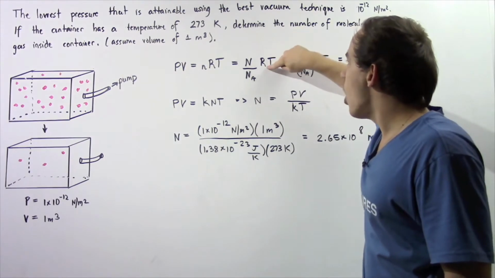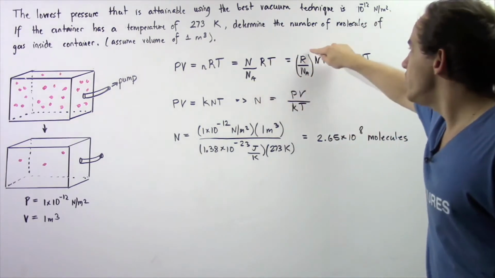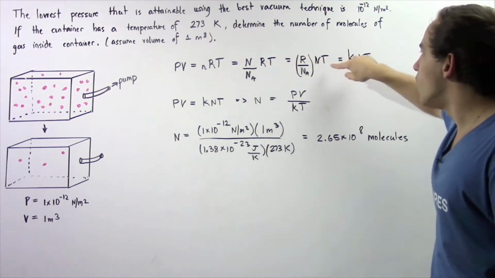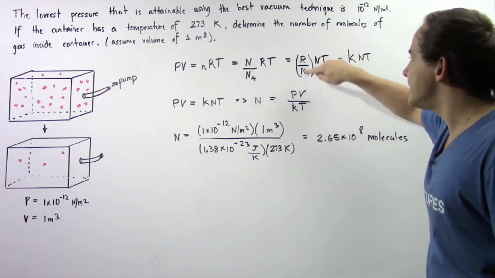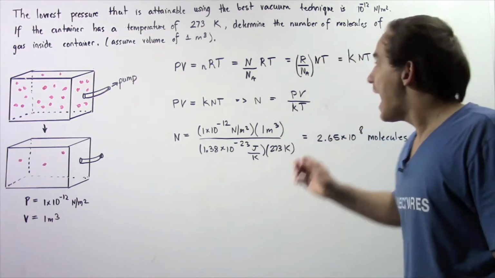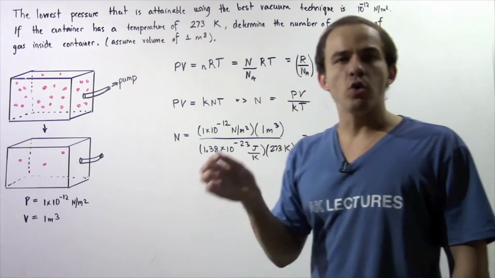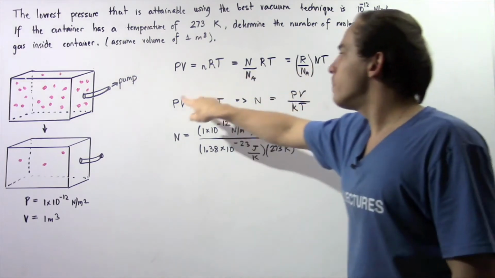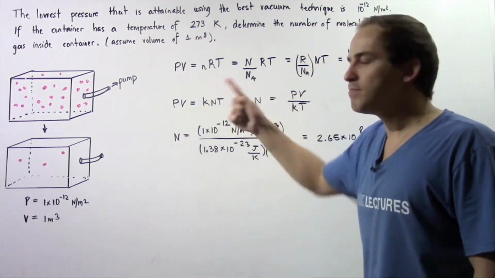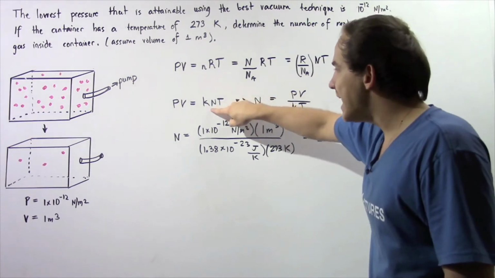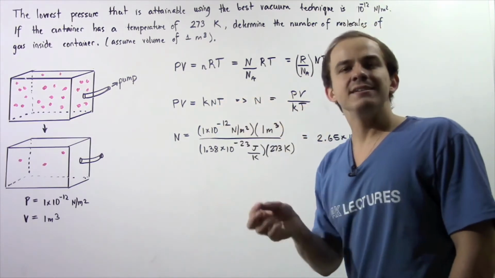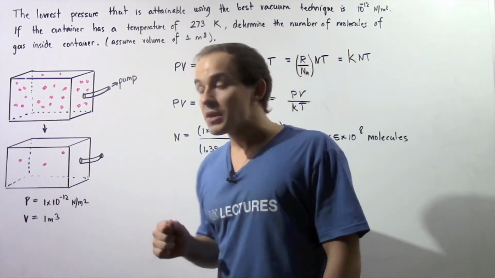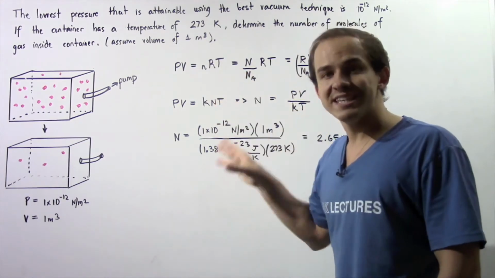So if we take R and divide it by Nₐ, we get the following ratio: R divided by Nₐ, multiplied by N, multiplied by T. Now R and Nₐ are both constants, and this ratio is commonly known as the Boltzmann constant, given by the letter k. So PV is equal to k, the Boltzmann constant, multiplied by N multiplied by T, where N is the number of molecules of gas found inside our container. So this is the thing that we want to calculate.